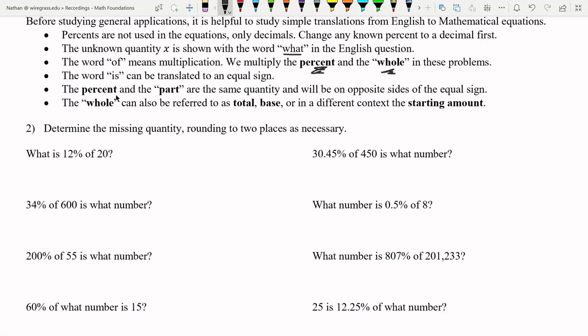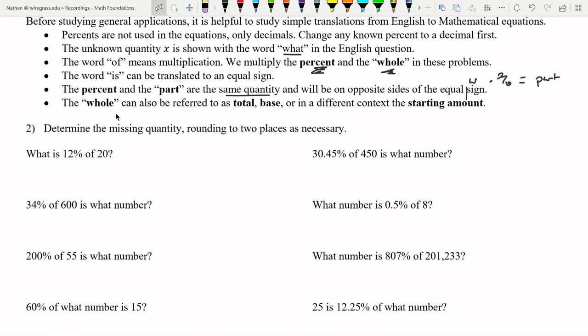Now, the percent and the part are the same quantity. That's why you never multiply the percent and the part. The percent is just a different way of thinking about the part, and the percent is in reference to the whole. Because the percent and the part are the same quantity, you're going to see them on either side of the equal sign. So you should have percentage equals the part, and then you're actually going to have the percent times the whole here. That's how these statements are always going to turn out.